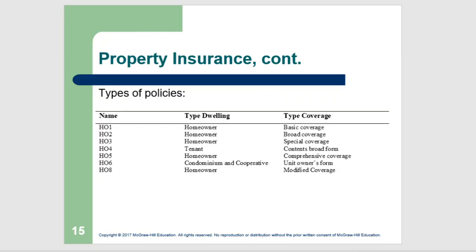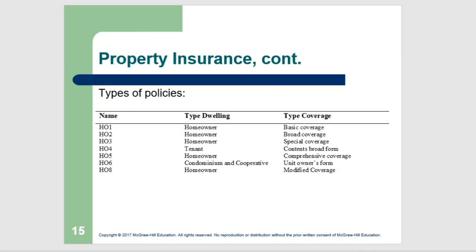In a sense, you're not. HO5 is much more broadly applicable to different types of risks, and you don't have a list of all the things that it does. It's supposed to be broadly more flexible and just cover you generally. So it's called comprehensive coverage because the idea would be comprehensive to lots of different types of risk.